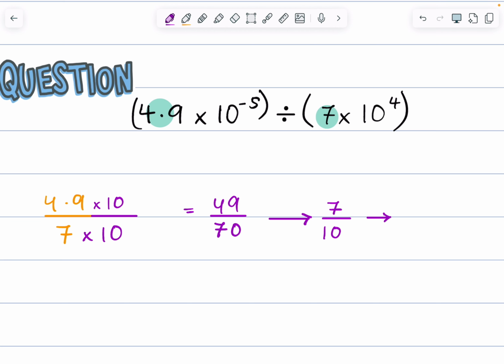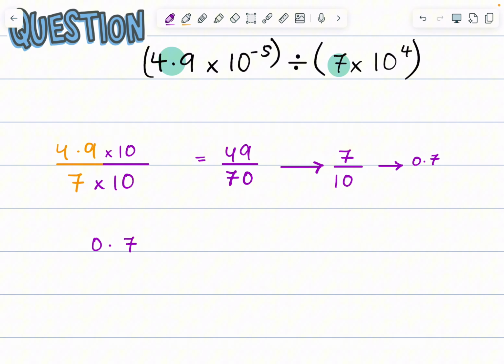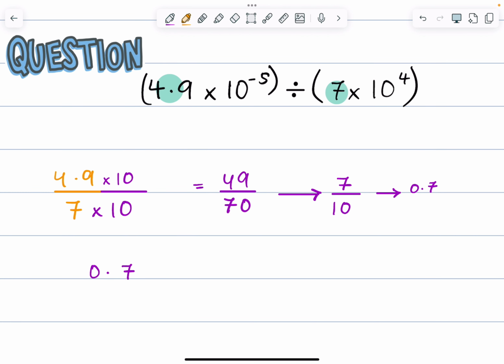So the answer will be 0.7. ठीक है, ये तो मेरी division होगी. So this is going to be 0.7. Powers को you have to subtract. Please remember कि आप -5 -4 करोगे, 5 -4 नहीं करोगे because the power is -4.